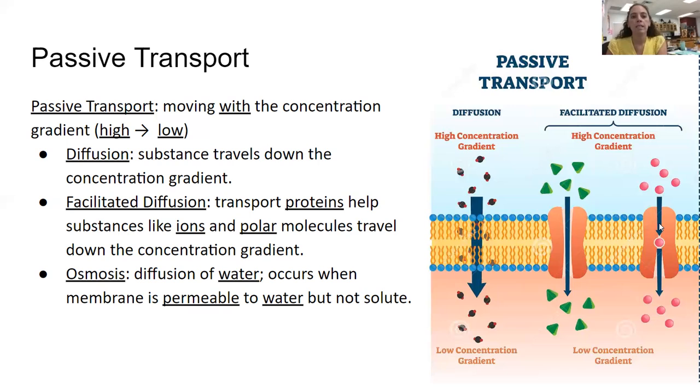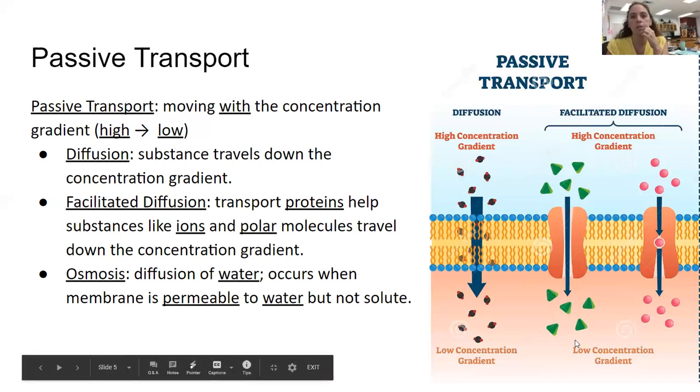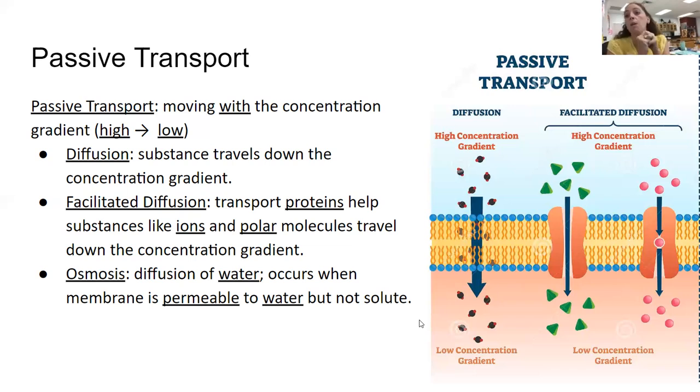Then there is the carrier protein. Here, things have to be a specific shape or have the correct charge to trigger a change in the shape of the protein that allows it to be moved across the cell membrane. But all of these still are going from high concentration to low concentration. Our last type, and not pictured here, is osmosis.